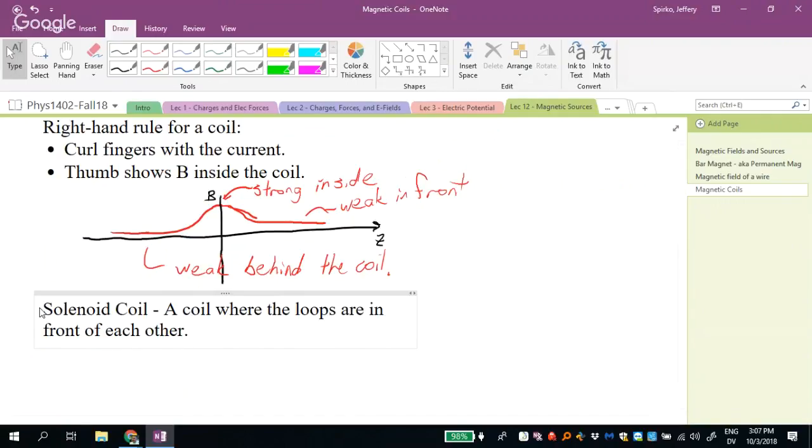And a solenoid is just a coil where the loops of the coil are in front of each other. So with a regular coil, the wire forms a donut, and you could grab onto it and you'd have 100 loops of wire squished inside your hand. And the coil would go around, and you could grab the other side. With a solenoid, the loops go around and around and around, and each one is in front of the other, and they form a cylinder.